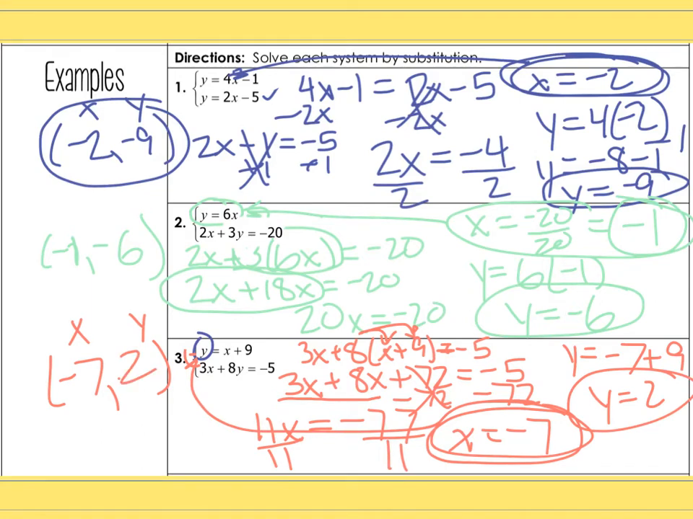These are the first 3 examples, but there's still a few more to do. They're not always going to be easy like this. So let's see what we have.